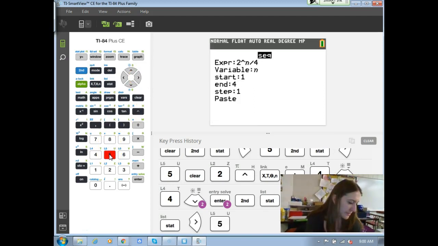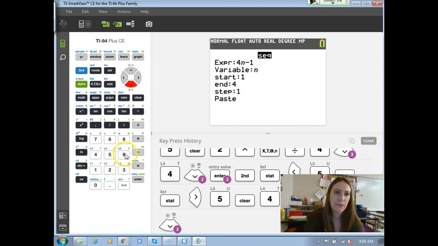All right, what's my new sequence here? 4n minus 1. Let's clear this out. Overtype is really annoying in that menu, so I suggest you just get rid of it all the time. 4n minus 1, and then we want to go to the 6th term, right? 1 to 6. Magic is about to happen.